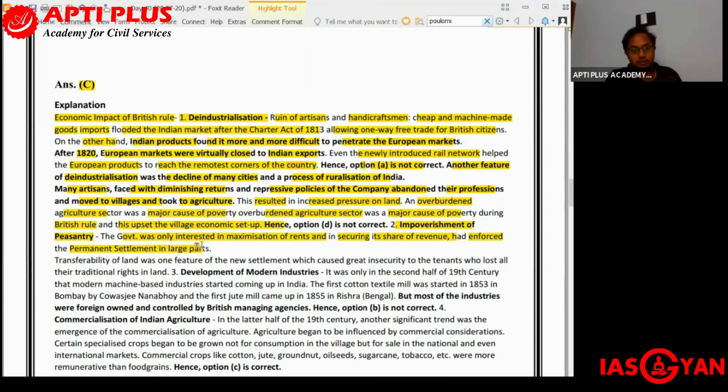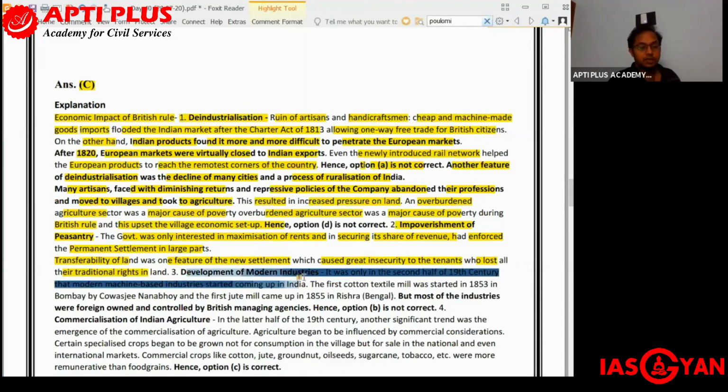Okay, to ensure that maximum rents should be obtained from the farmers, plus to secure its share of revenue, the government enforced the permanent settlement in large parts of India. The transferability of land was one feature of the new settlement which caused great insecurity with the peasants, who lost all their traditional rights in land.